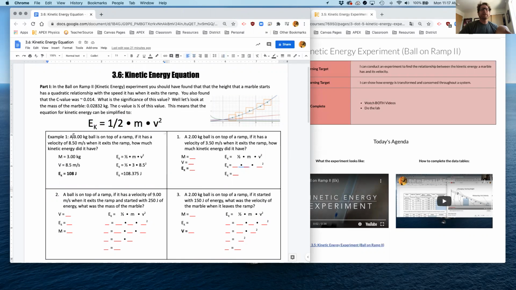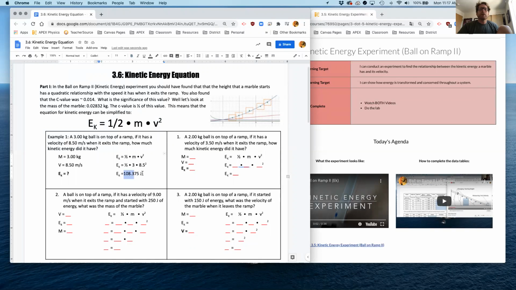Okay, so in the first one, a 3-kilogram ball is on top of a ramp. If it has a velocity of 8.50 meters per second when it exits the ramp, how much kinetic energy did it have? First thing is identify my variables. I have mass, 3.00, velocity, 8.50, and I'm solving for kinetic energy. So, again, rewrite my equation. Now this is kind of easy. I just input everything. 1/2 stays as 1/2, my mass is 3, and my velocity is 8.5.